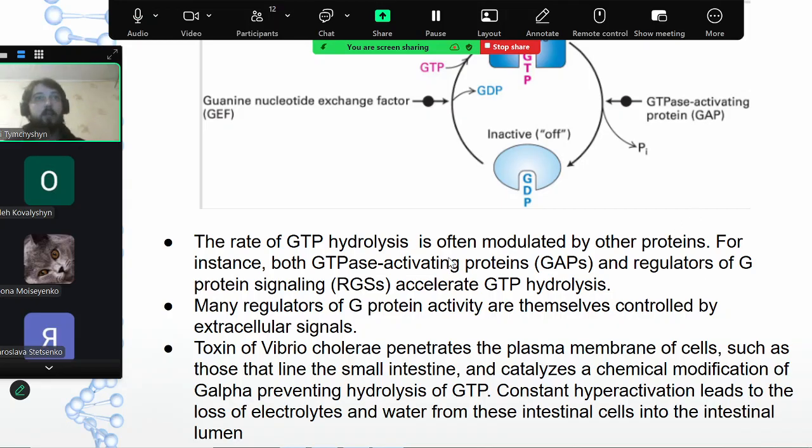So you see what happens. We need that deactivation, and it's really crucial to be able to stop that transduction of the signal somehow, and that timing really matters.